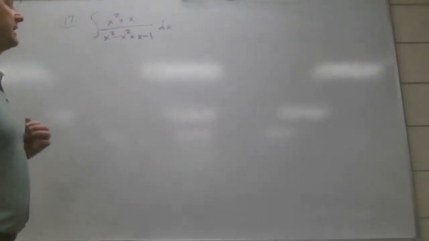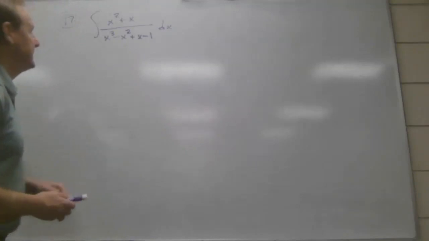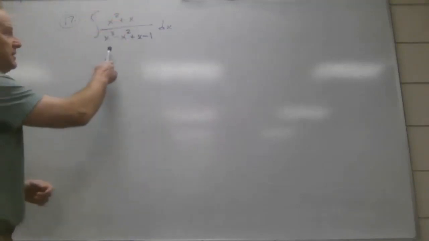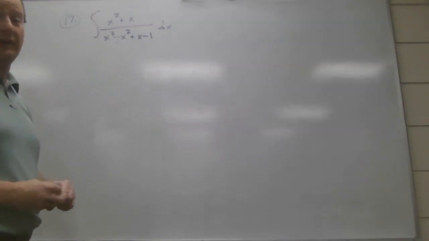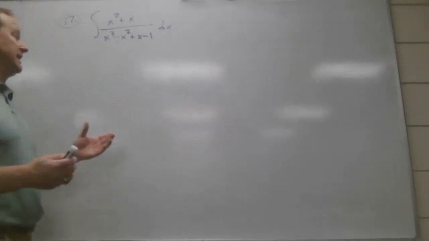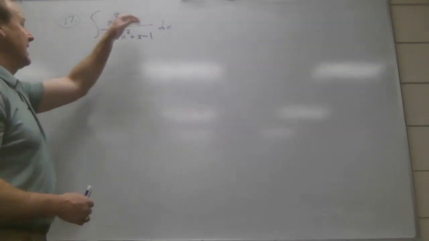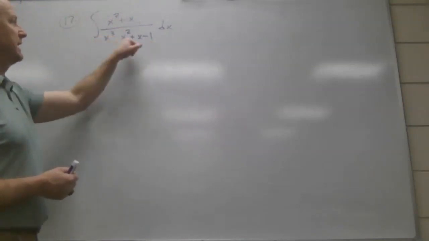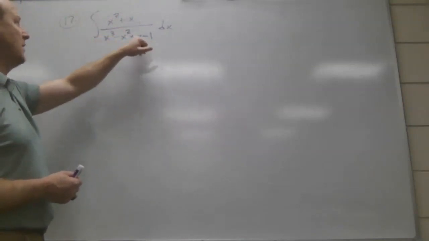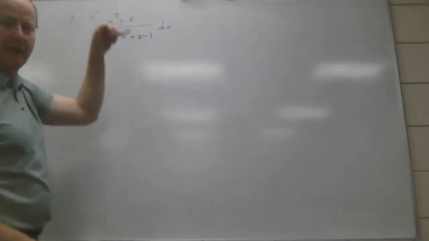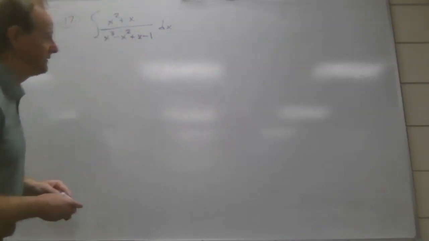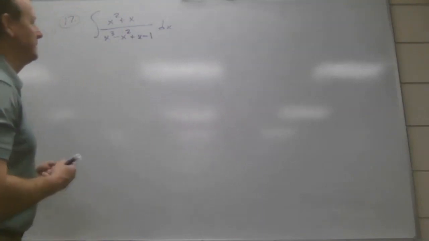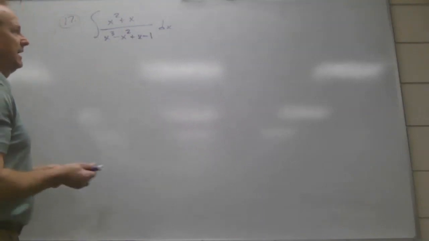Okay, so let's look at another one here. We've got number 17, the antiderivative of (x squared plus x) over (x cubed minus x squared plus x minus 1). So once again, back in chapter 4, we'd say, hey, we can let u equal the denominator, du equals 3x squared minus 2x plus 1. We don't have that in the top, so we can't really get rid of it via substitution. So what we really want to do is try and factor this.